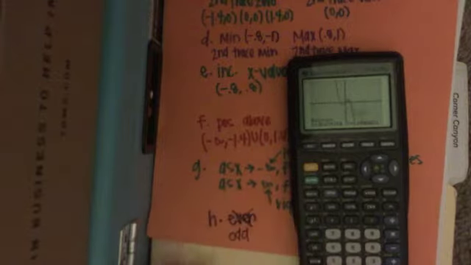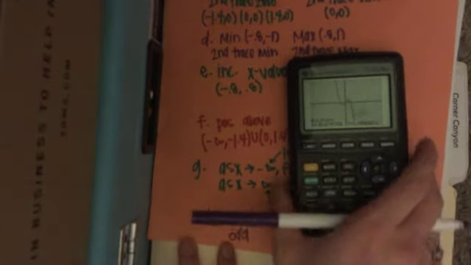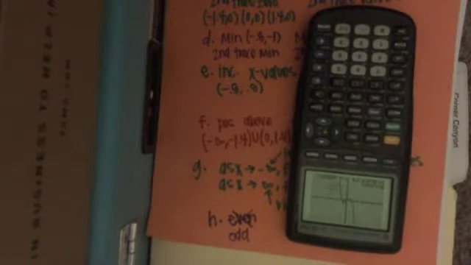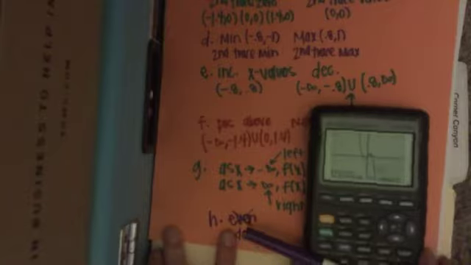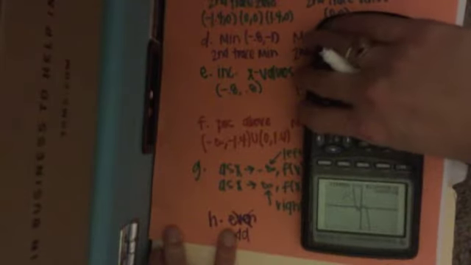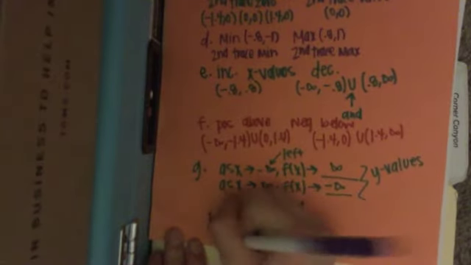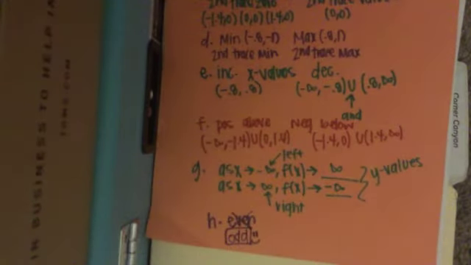Odd means we could flip it upside down and it would look the same. So if I flip this graph upside down, what happened? If I flip it upside down, that looks the exact same. So this is odd. Okay.